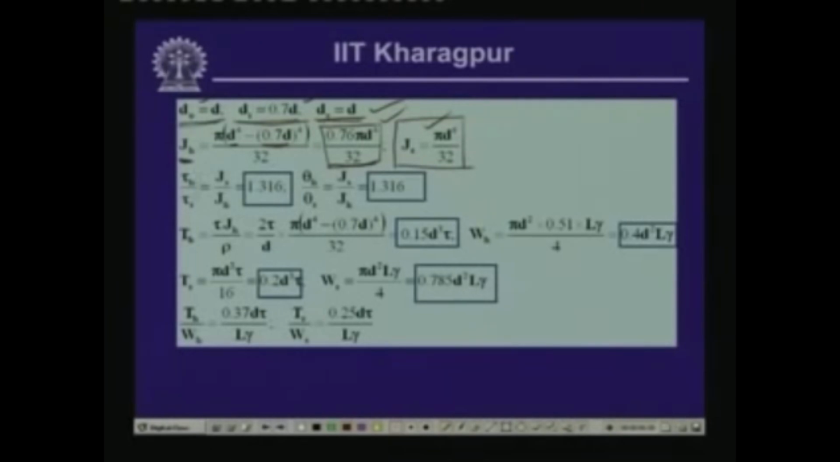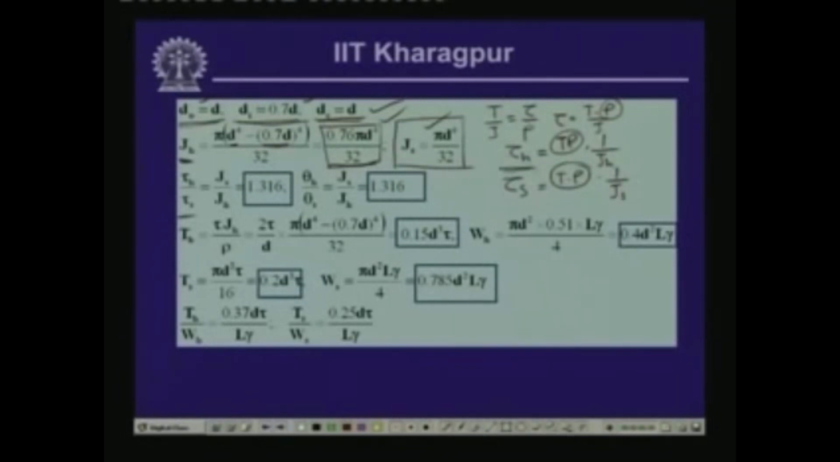Now, if we compare their shear stresses, the shear stress in the hollow to the shear stress in the solid. As we know, T by J is equal to tau by rho. So, the shear stress tau is equal to T rho by J. Now, for the hollow and the solid the twisting moment is the same, and rho is also the same. So, if we keep T rho the same for both, then tau H is T rho times 1 by J for hollow, and likewise tau S will be T rho, which is constant for both, times 1 by J for solid.